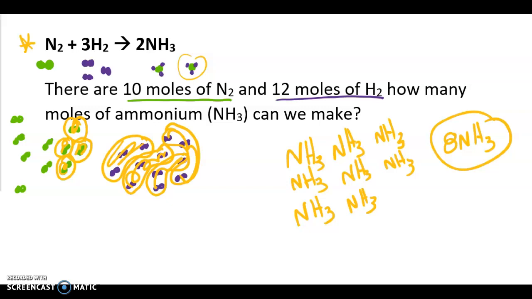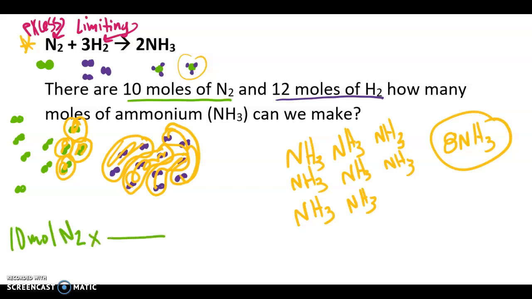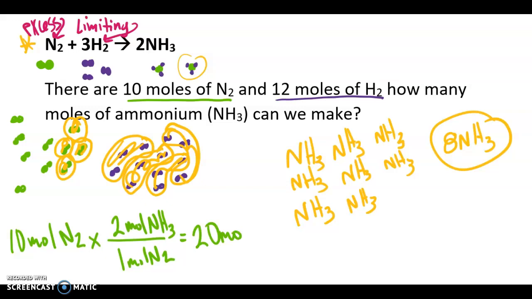And that means that this H2 is our limiting. And this is our excess. Okay, let's show it with math. We have 10 moles of N2. Every time we do this reaction, we need 1 mole of N2 to make 2 moles of NH3. So if we had 10 moles of N2, we could make 20 moles of NH3.